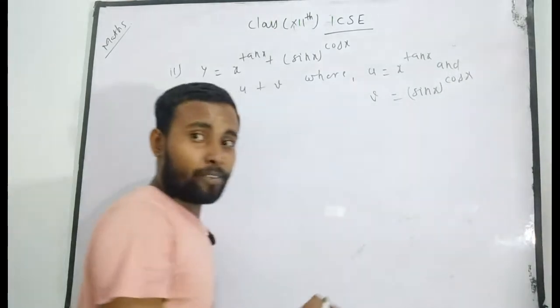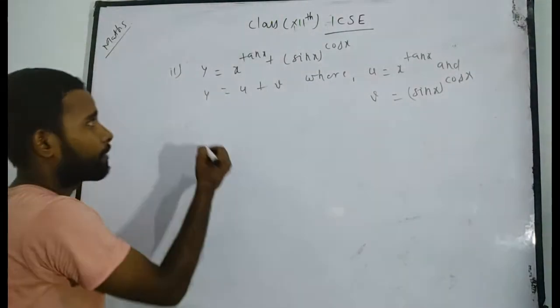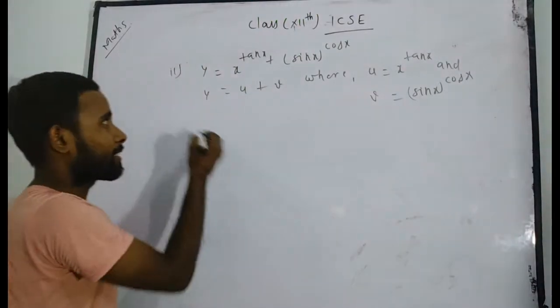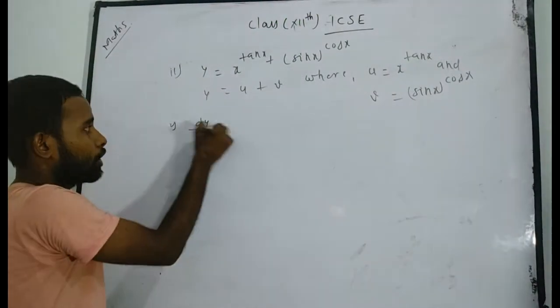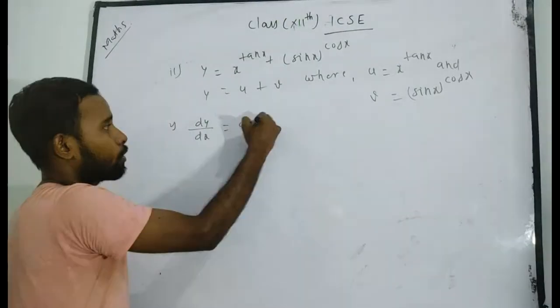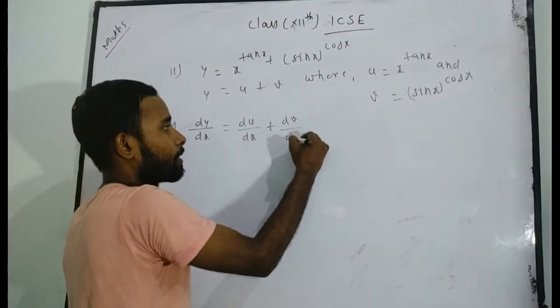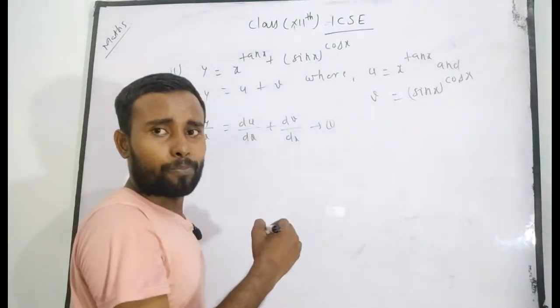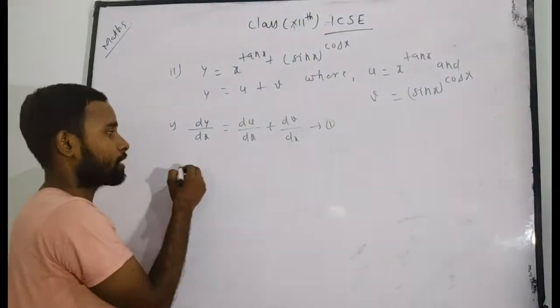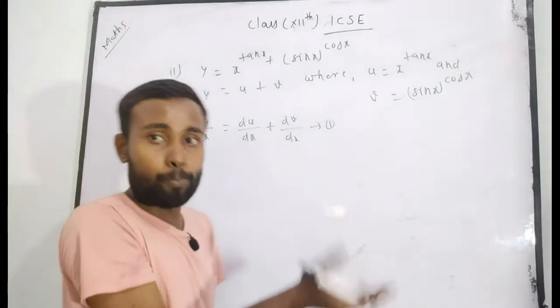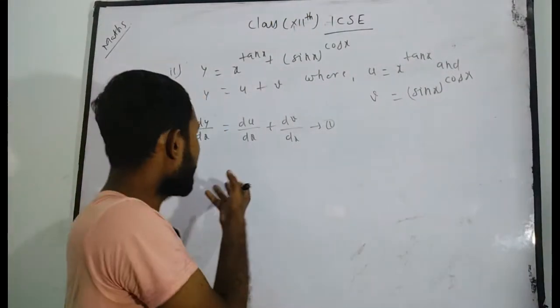I think you understand very well. Now differentiate on both sides with respect to x. You will get dy/dx is equal to du/dx plus dv/dx. This is equation first for you. Now in equation first you have to firstly find du/dx, thereafter find dv/dx and put them in equation first. You will get your required answer.